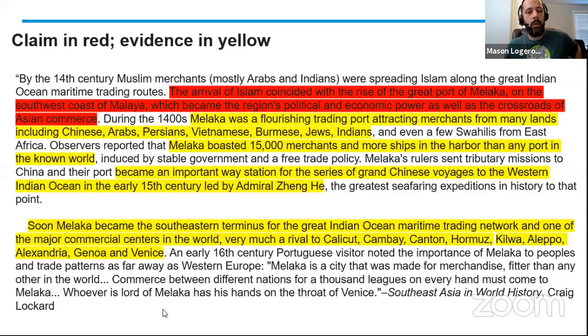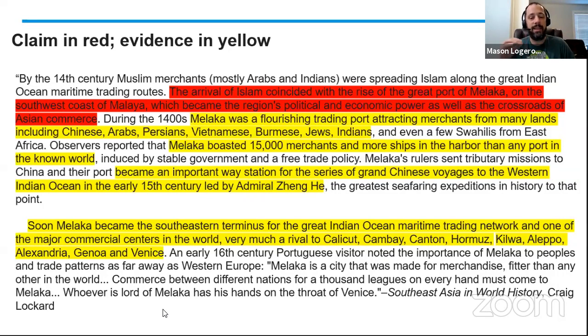All right, hopefully you are back with me now after pausing and going through this. I have highlighted the claim in red: that the arrival of Islam coincided with the rise of the great port of Malacca. So notice here, I did not highlight that first sentence because that really is not the claim. Yes, Islam definitely spread along Indian Ocean maritime trading routes, no doubt about it. But that's not really the point of what the author is trying to get at in this particular passage. He's talking about this new city in Malaya that has become a huge trading, economic, and political center.